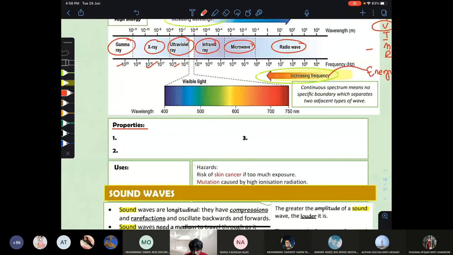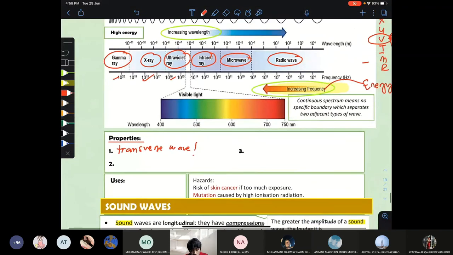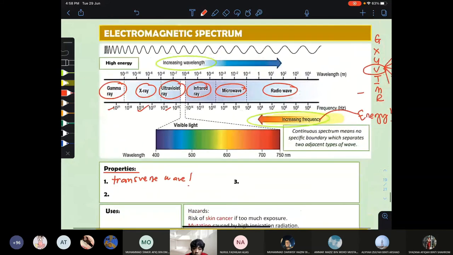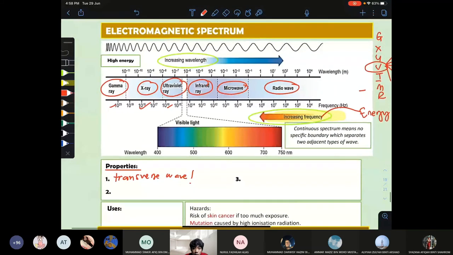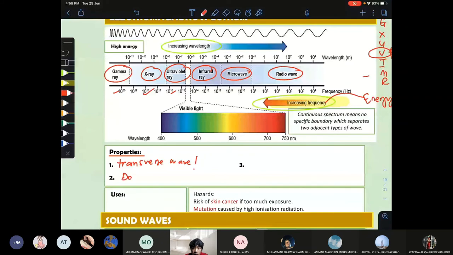Okay, what are the properties of EM wave? Anyone can tell me quickly? So the first is, they are all transverse wave. And what else are important? They are powerful. Electromagnetic spectrum, they don't need any medium to travel. So that's why lah, dekat luar angkasa pun ada EM. Light can travel. Okay, and then the final property is they have high speed. Do they have the same speed?